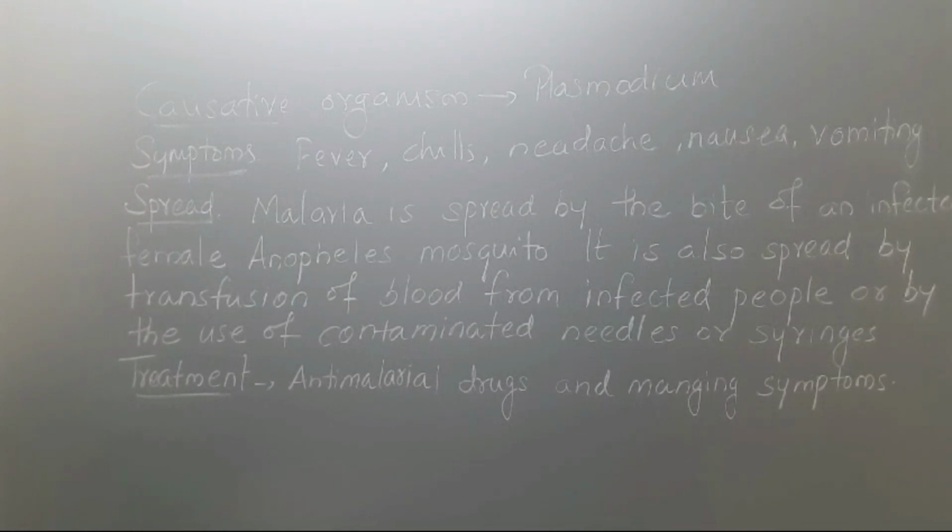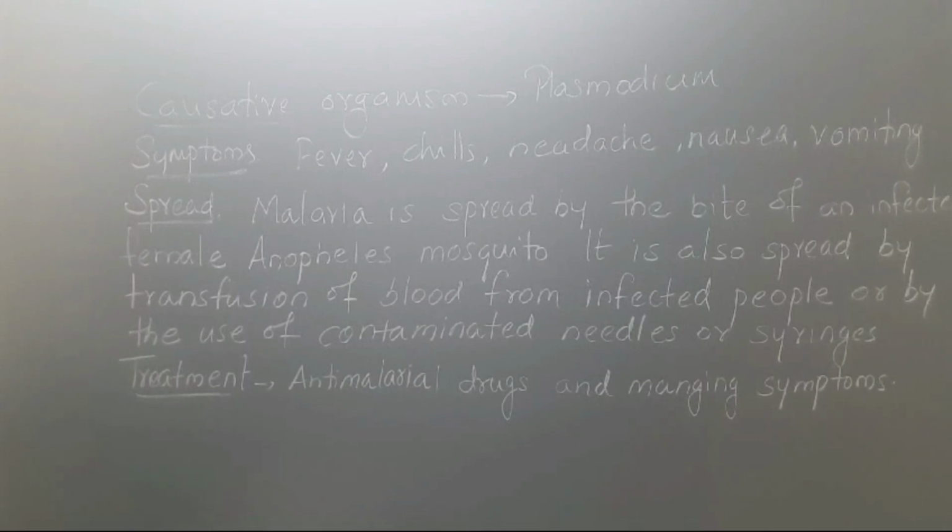What are the symptoms of malaria? Fever, chills, headache, nausea, vomiting. These are the symptoms. Now how is it spread from one person to another? Malaria is spread by the bite of an infected female Anopheles mosquito. It is also spread by transfusion of blood from infected people or by the use of contaminated needles or syringes.